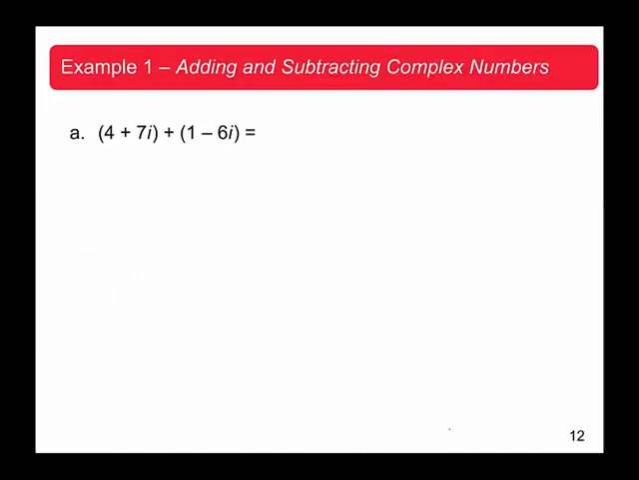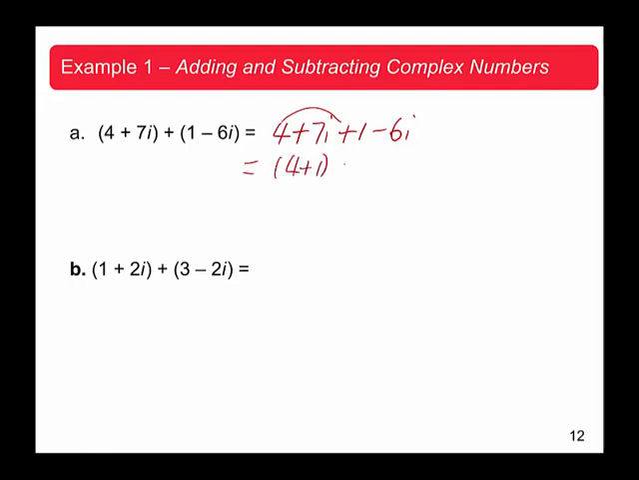So let's look at this particular example. Let's add these two complex numbers. Step 1, get rid of the parentheses. Since it's addition, there's no sign concern here, so just simply get rid of them. So you're adding 1 minus 6i. Now we put the real parts together, so 4 plus 1 goes together. And then the other one is 7i minus 6i goes together.